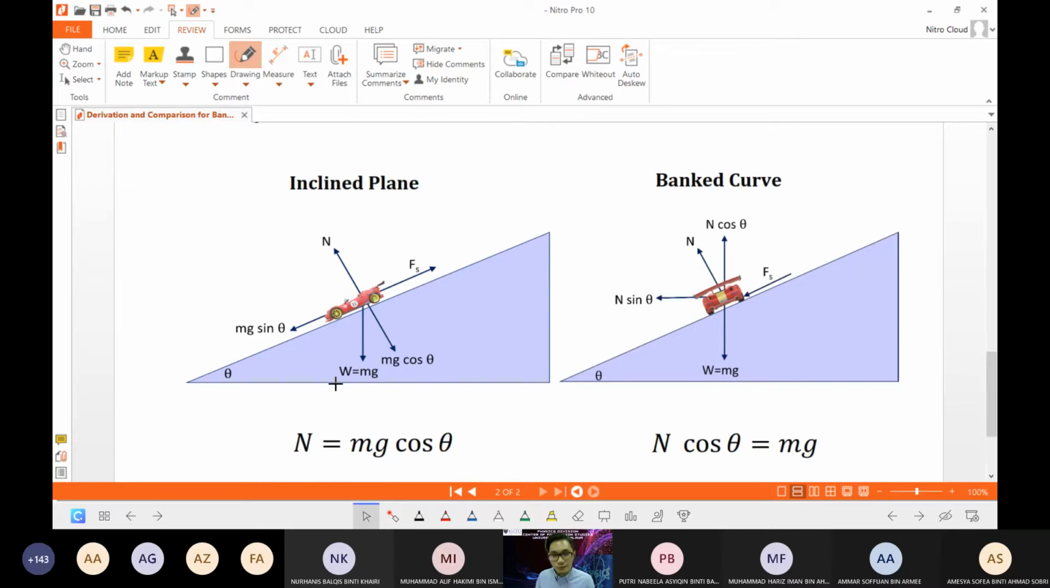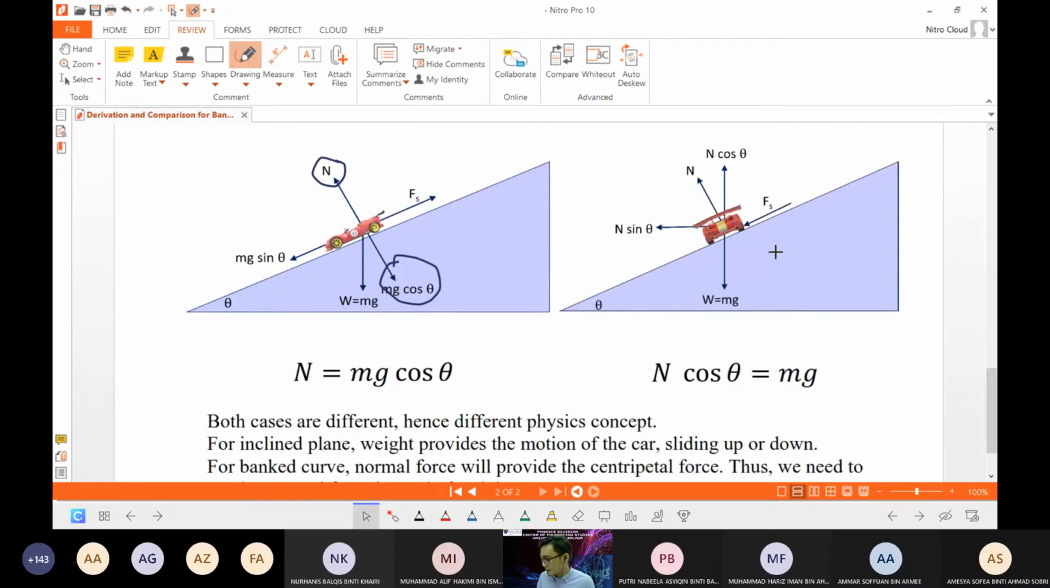And also kita untuk inclined plane we resolve weight. We resolve weight kepada x and y component, mg cos theta and also mg sin theta. Dan kat sini kita boleh nampak the normal force kita equalkan dia dengan mg cos theta. Tapi untuk bank curve kita tak resolve weight, kita resolve normal sebab normal tu yang ada contribution to our centripetal force. Okay, jadi kat sini kita boleh nampak N cos theta ni kita equalkan dia dengan mg.